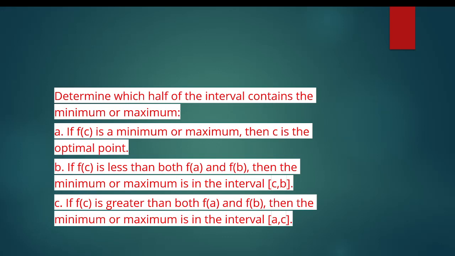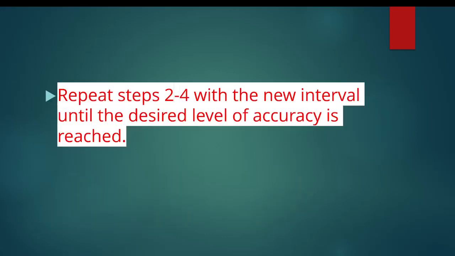If the interval has a minimum or maximum, then the point c is called the optimal point. If f of c is less than f of a and f of b, then the minimum or maximum is present in the interval c to b. And if f of c is greater than both f of a and f of b, then the minimum or maximum is present in the interval a to c.